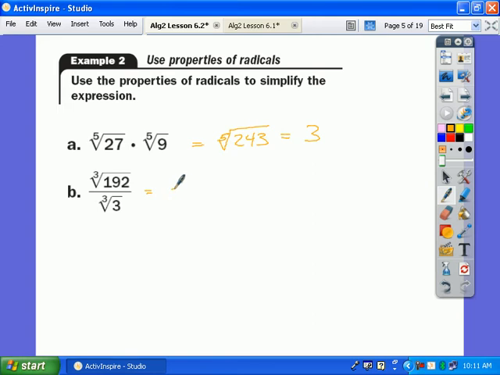On this one, we can bring these together, all under the same cube root. So again, just an application of our properties. And now 192 divided by 3 is 64. So this becomes the cube root of 64, which is just 4.